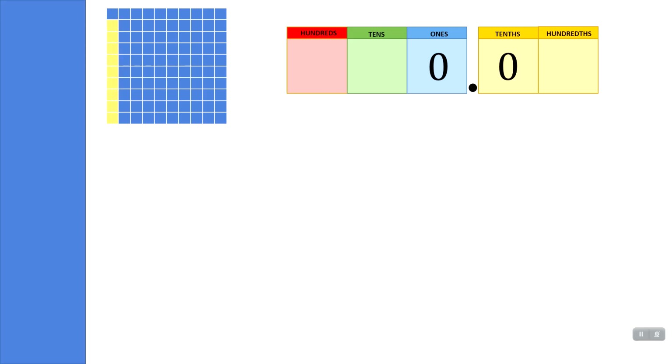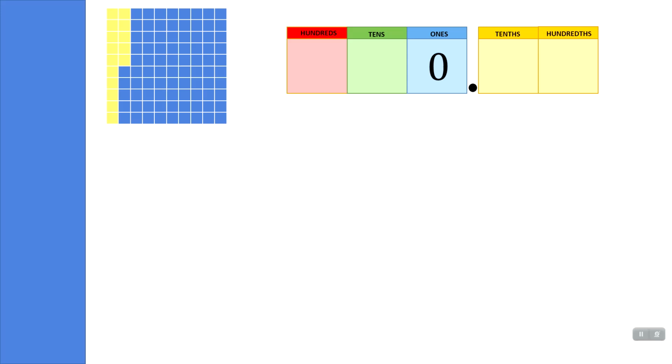Now let's look at this diagram. If we count all of the yellow boxes, we can see that the first column is almost all shaded except for 1. We know that that entire column has 10 boxes, and so 1 less means that there are 9 yellow squares. That gives us 9 out of 100, or 9 hundredths. Representing that in the place value chart, we write 9 in the hundredths column. 0 is in the tenths column, and 0 is in the ones column to give us 0.09, which means 9 hundredths.